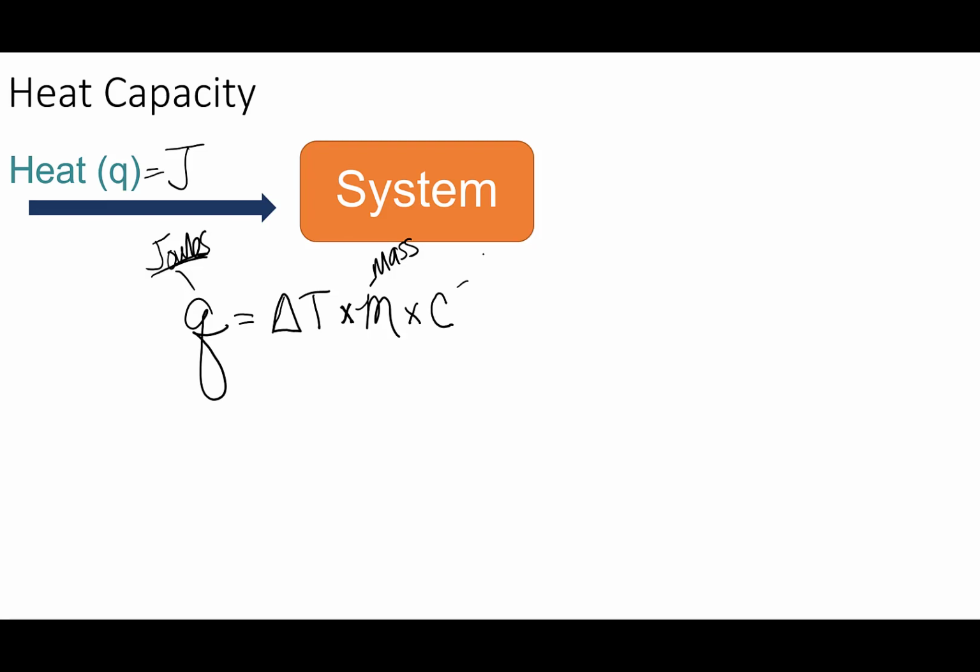And this C is called the specific heat capacity. It is going to tell us that metal will absorb heat very differently than water would absorb heat. And then iron will absorb heat differently than aluminum absorbs heat. So that's just acknowledging what our substance is and how that substance will take on that heat. We call that specific heat capacity.